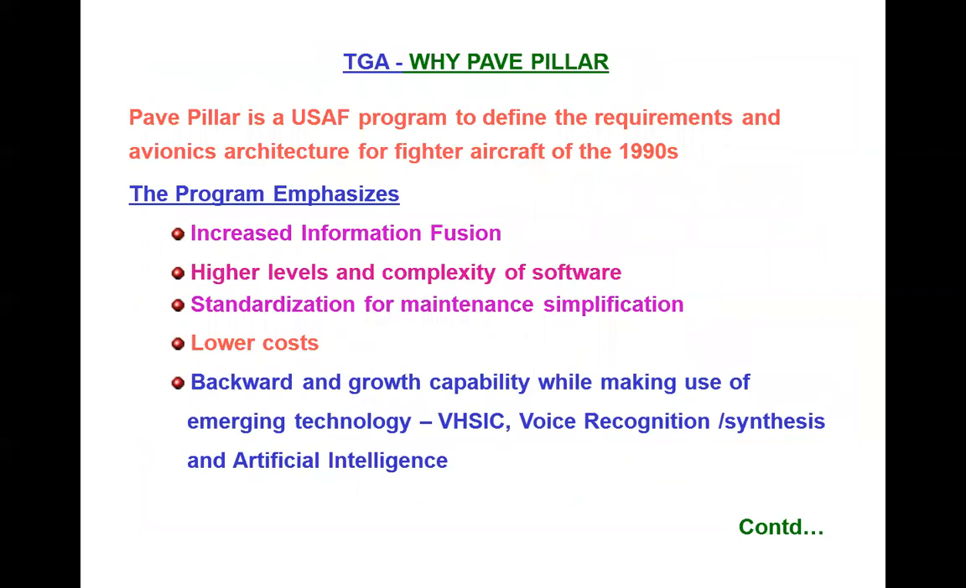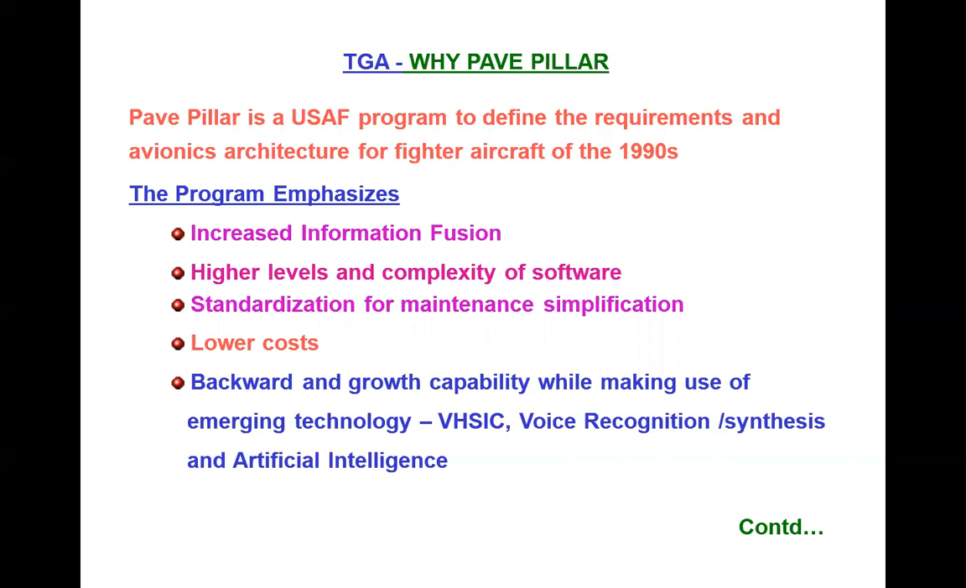So next we are going for third generation architecture. Under the third generation architecture, we'll be having that Pave Pillar type architecture. So why do we go for Pave Pillar? Pave Pillar is a USAF, United States Air Force system, which was programmed to define the requirements and avionic architecture for fighter aircraft of the year 1990.